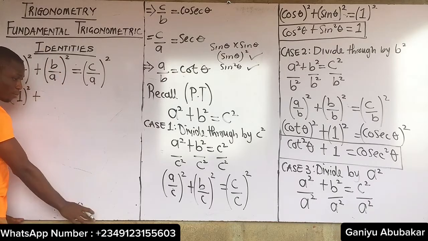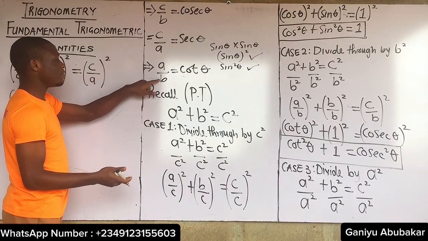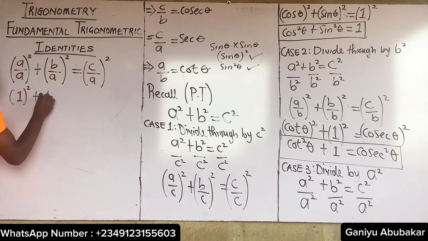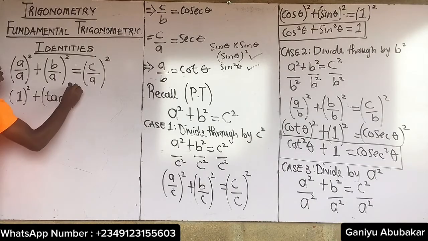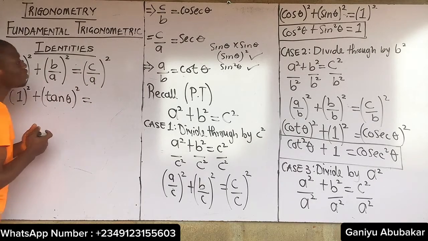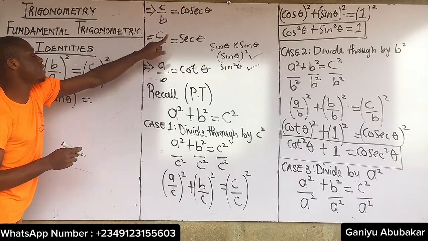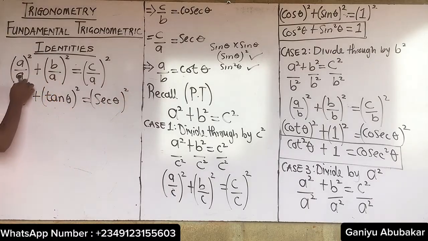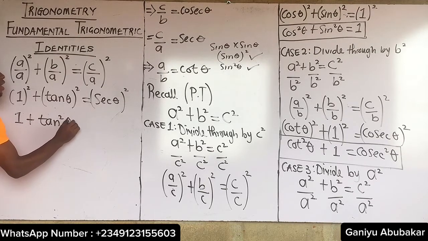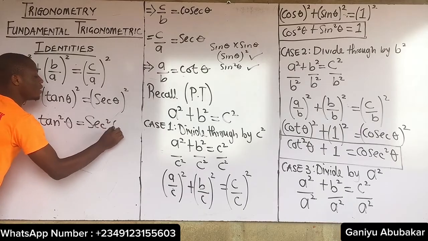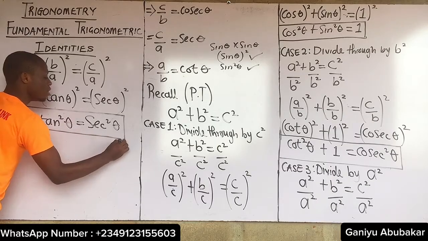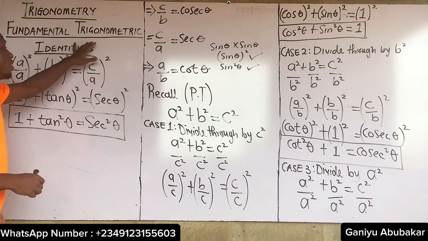I've cleaned the board now, but how do I know? I know that this is B. If I just put B and A down, this is tan theta. So I'll have tan theta all squared is equal to C over A. What's C over A? C over A is sec theta. I have sec theta all squared. From here, 1 squared gives 1. So 1 plus tan squared theta is equal to sec squared theta. This is the last and very important formula when it comes to trigonometry identity.